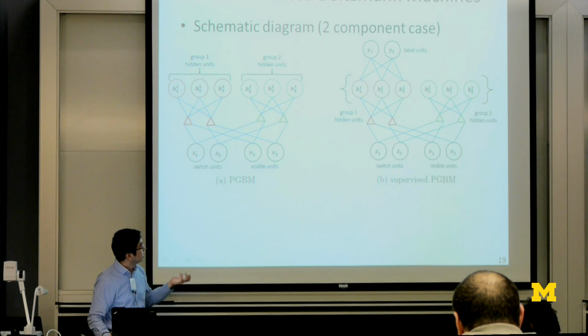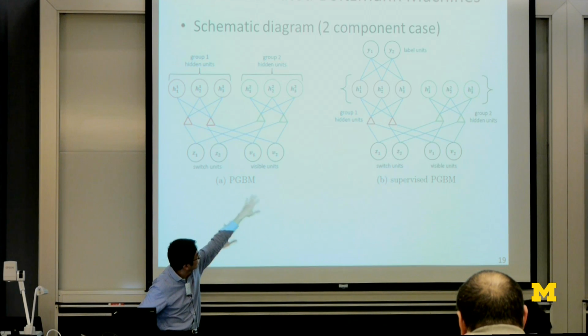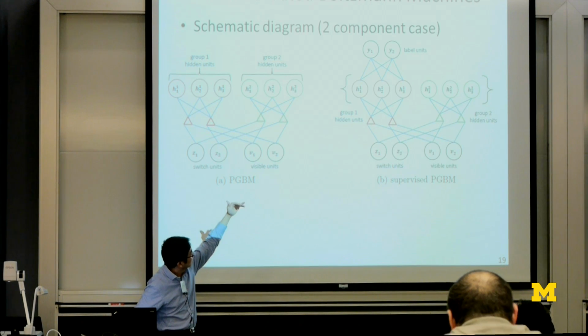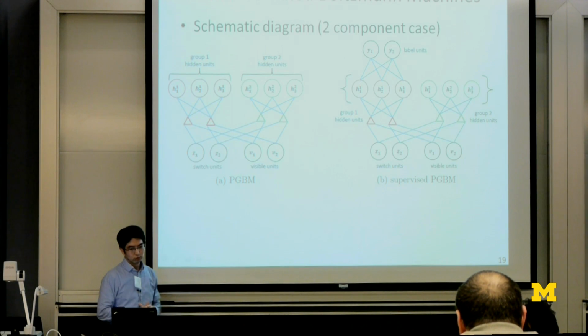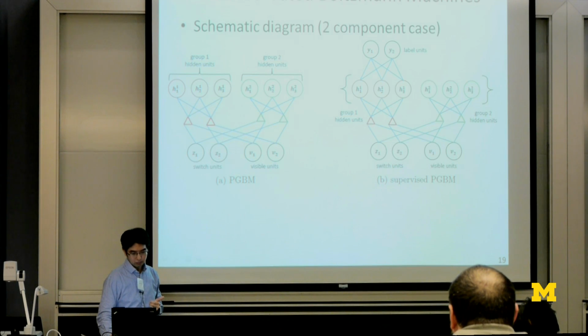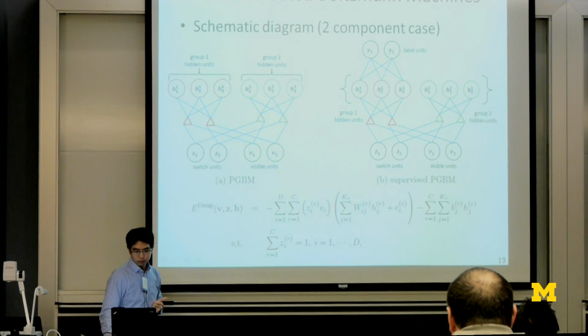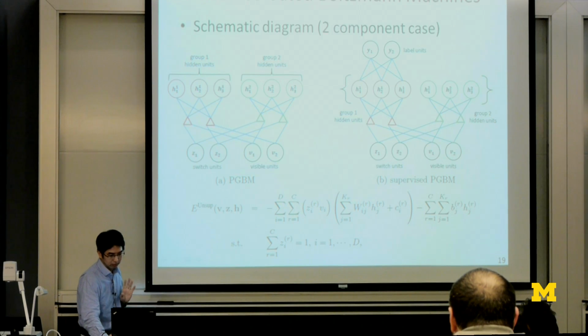By doing so, the model can actually perform feature selection in these hidden layers. But it also turns out that you can do feature selection in the original visible nodes, which I'm going to show a little bit later. Here's some math, but it's not that important, so I'll skip this.